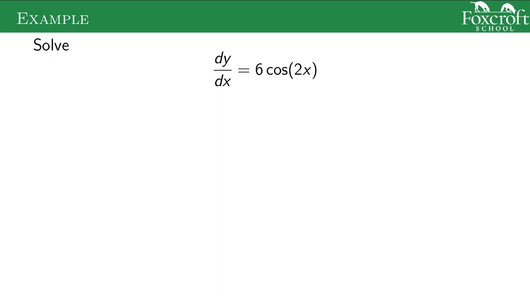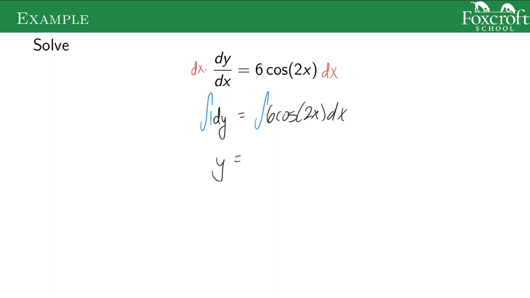All right, this one, again, same thing. We're going to get the dx over here. And there's no y's on the other side, so we've actually already separated the variables. Now we can take the antiderivative. The antiderivative of 1 dy, 1 just turns into y.